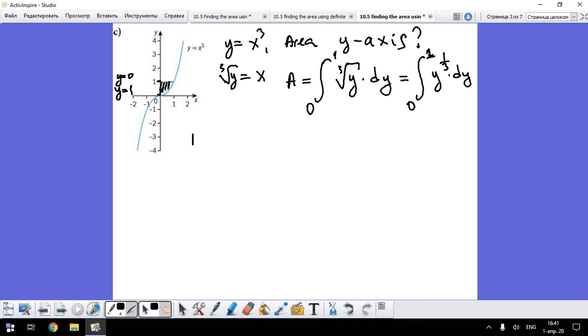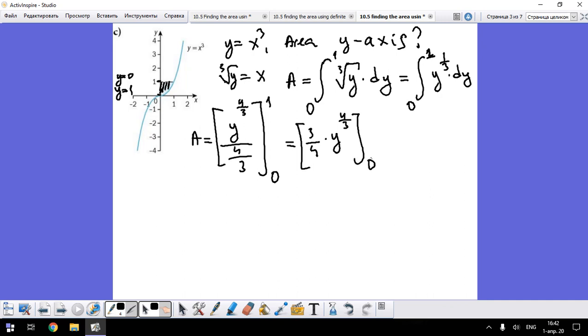So let's take the integration. The integration will be y power of 4 divided by 3, and divided by 4 over 3. We don't need any plus constant, just our brackets from 0 to 1. So again let's continue, then let's make it simple. So 3 divided by 4 and y power of 4 divided by 3.